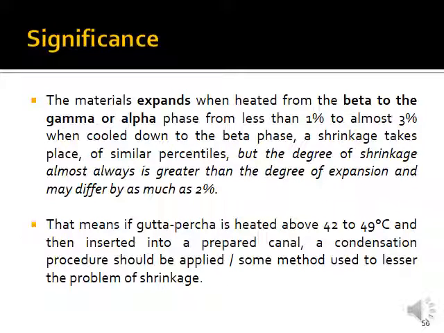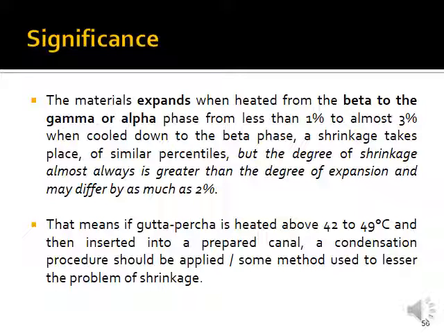Significance of gutta percha. The metal expands when heated from the beta to the gamma or alpha phase, from less than 1% to almost 3% when cooled down to the beta phase. A shrinkage takes place of a similar percentile, but the degree of shrinkage is almost always greater than the degree of expansion and may differ by as much as 2%.